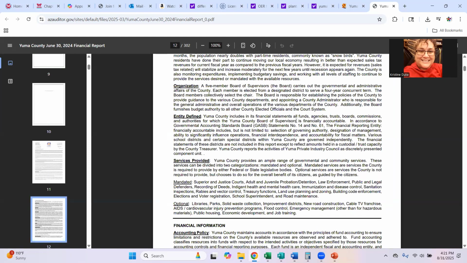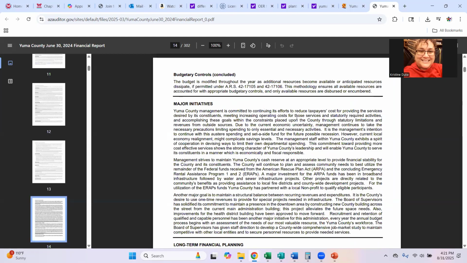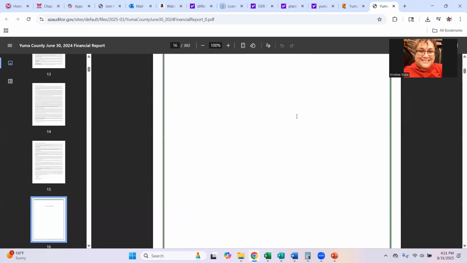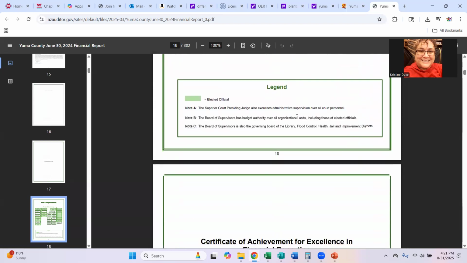So they're telling you what's going on. They're giving you an overview of what's happening with the government. This is the county government. And here's their organizational chart. And you can see that they don't have anybody actually listed in there, the names, but they have the job titles.